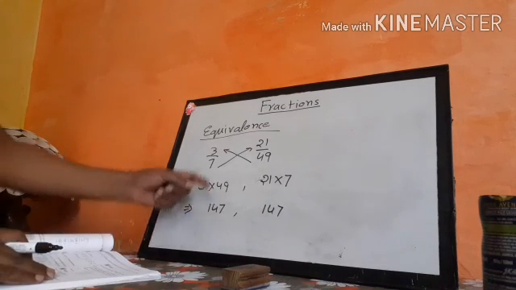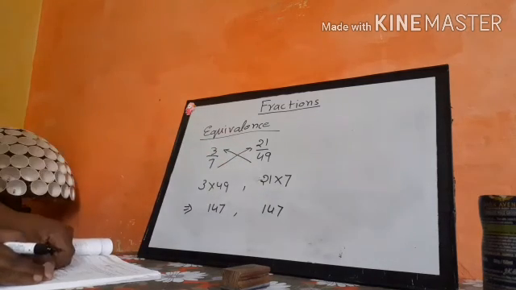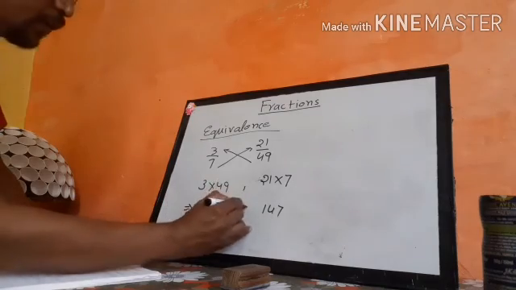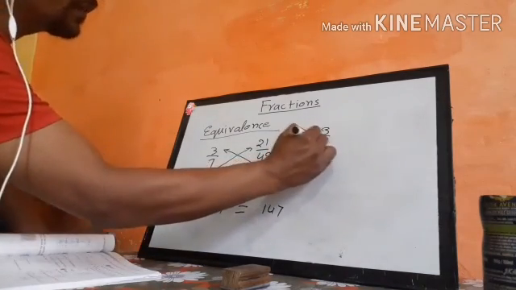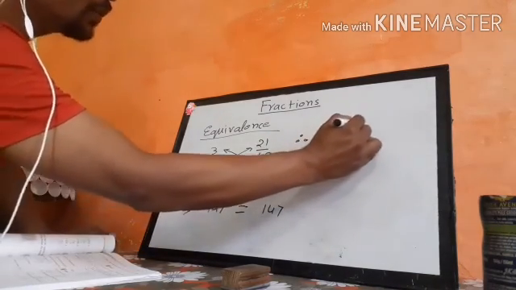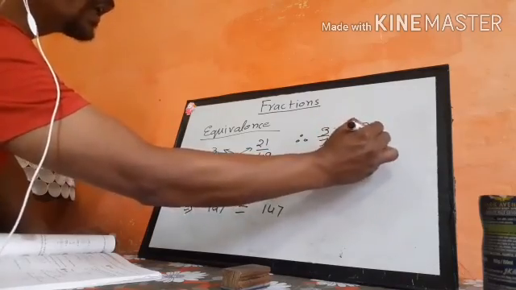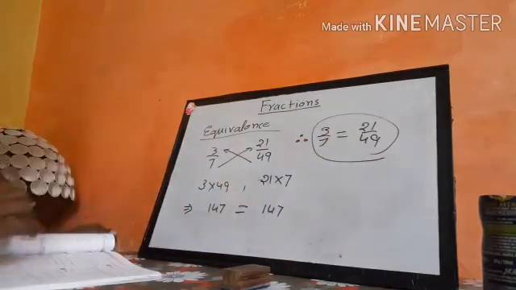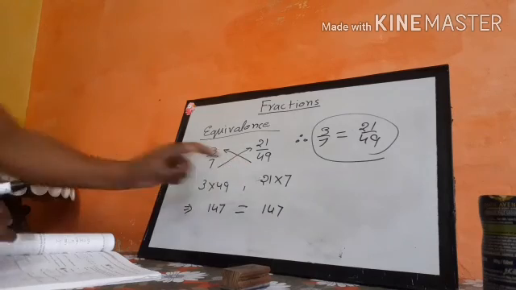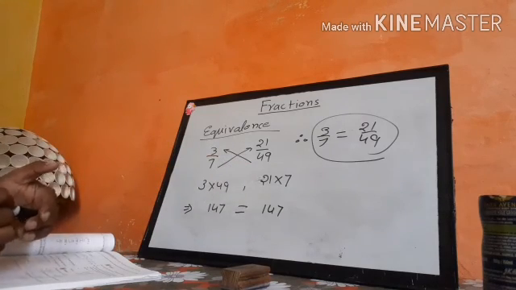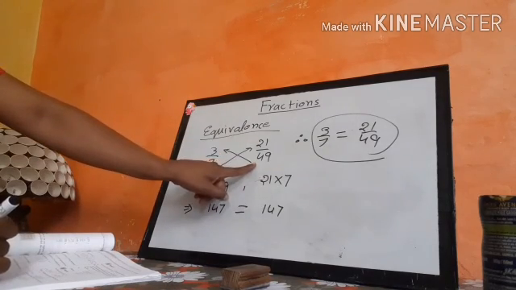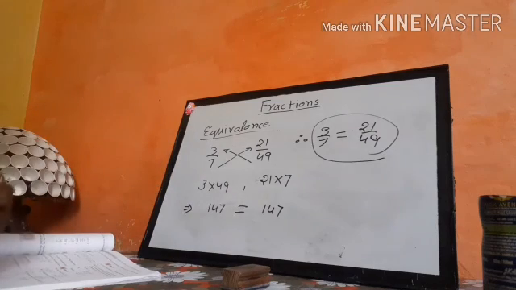So it shows that both fractions are equal to each other. Here they are equal, hence 3 upon 7 is equal to 21 upon 49. This result will show that both fractions are equivalent. Means if you reduce this into standard form, you will get 3 upon 7.